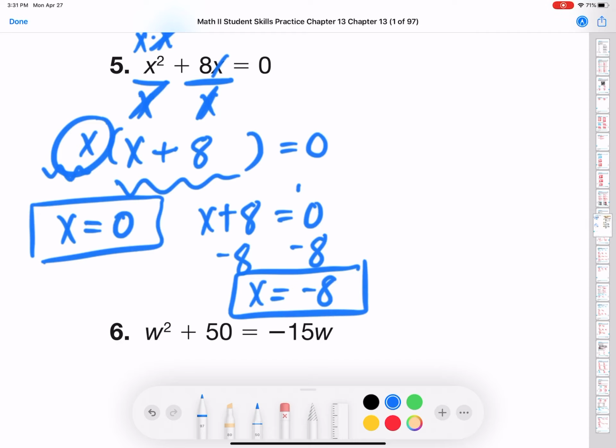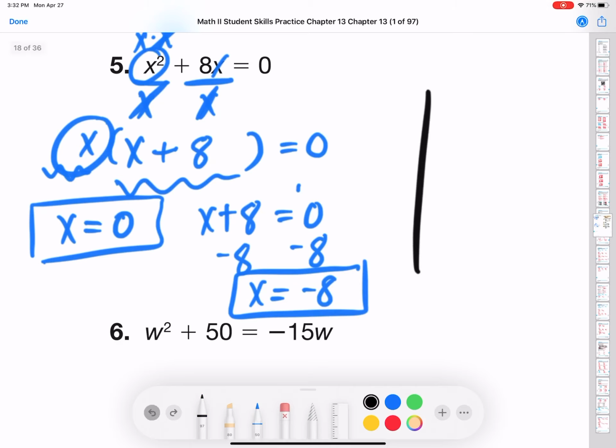So my 2 answers are x equals 0 and x equals negative 8. Again, those are my roots. They're my zeros. If I graph, it's going to go through those points. So just keep all of that in mind. My a value is positive.